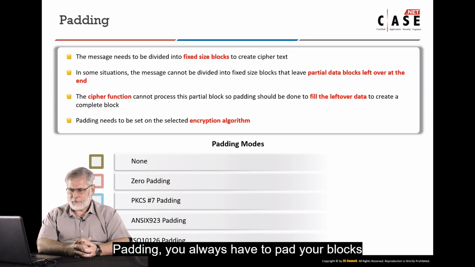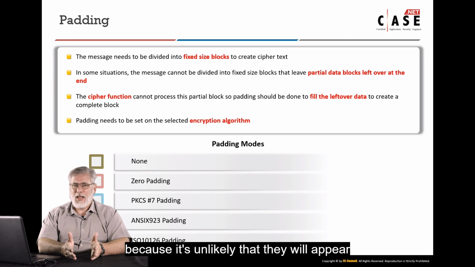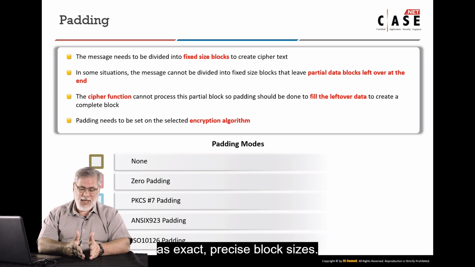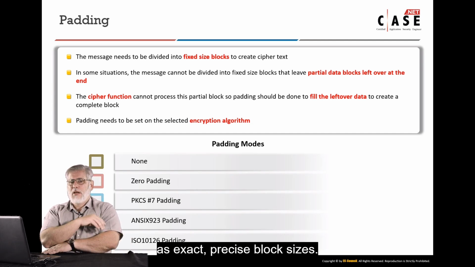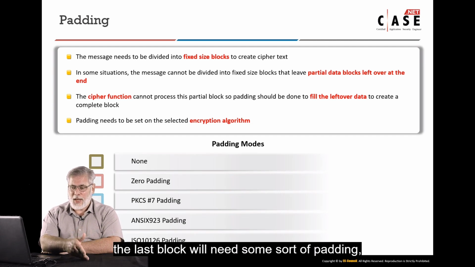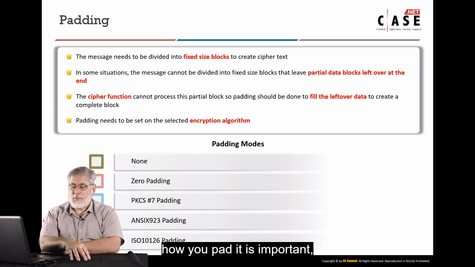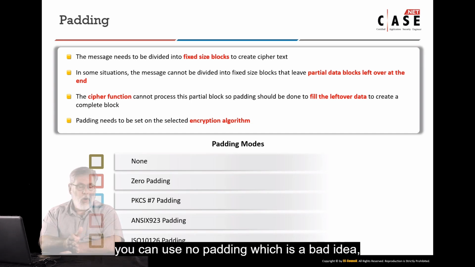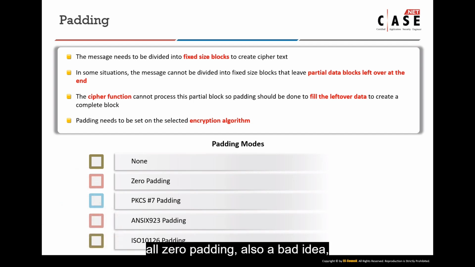Padding. You always have to pad your blocks because it's unlikely that they will appear as exact, precise block sizes. My message is not going to come out to exactly 128-bit blocks. The last block will need some sort of padding. How you pad it is important. You can use no padding, which is a bad idea. All zero padding, also a bad idea.